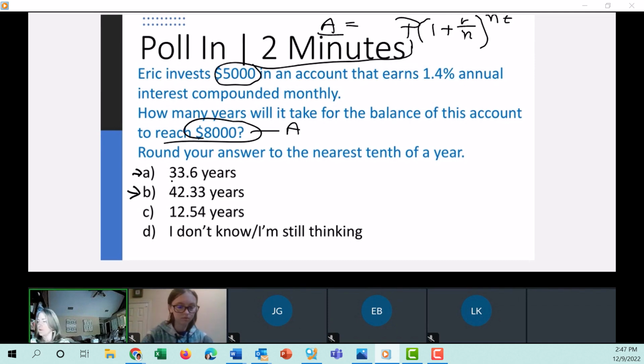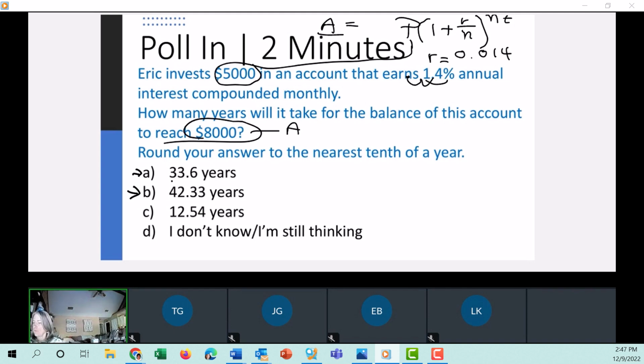Okay, so let's identify that. What is R? What's the rate? 1.4%. Let's write that as a decimal. Move the decimal 2 places. Very good. To the left, 0.014. Okay, what else do we need?